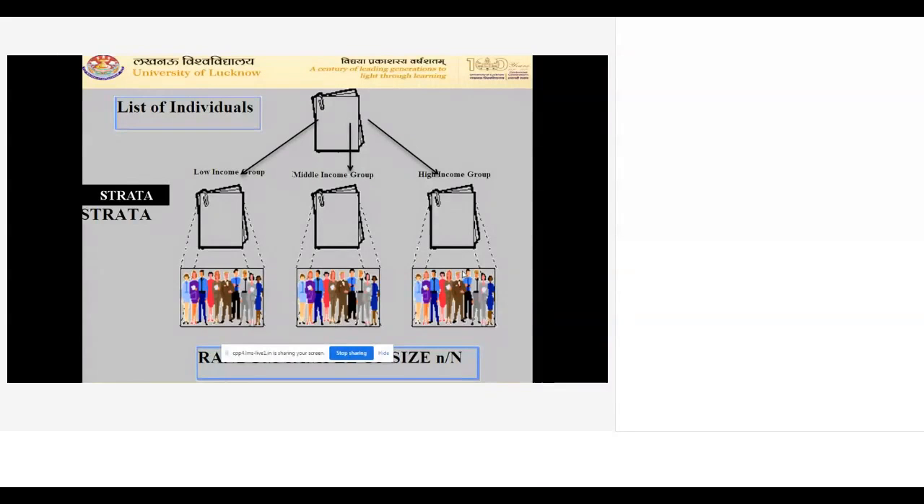That means if we consider three strata, the size of one stratum is 100, another is 200, and the next is 300. And we want to select a sample of size 120. Then from the first stratum, we select a sample of size 20. From the second stratum, we select a sample of size 40. And from the third stratum, we select a sample of size 60. And when we add, we get a complete sample of size 120. That is called proportional allocation.